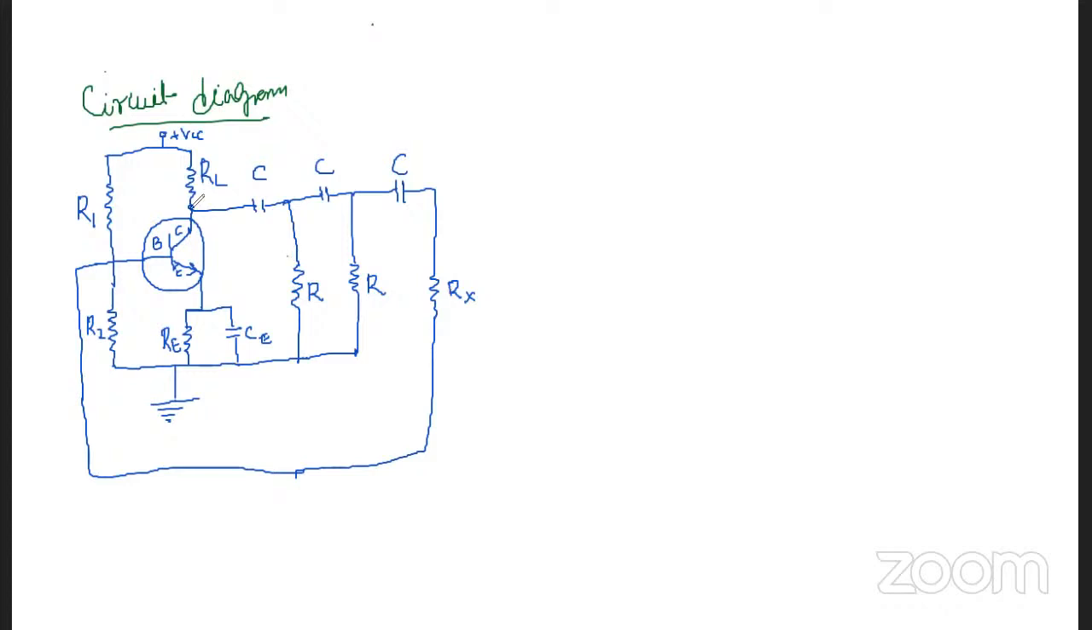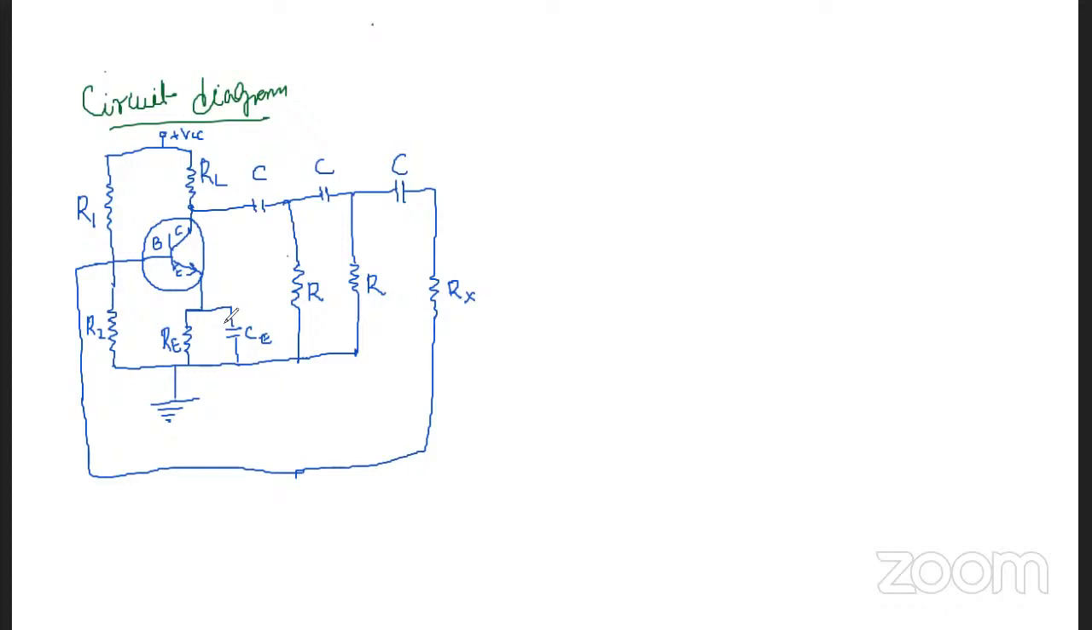As we have seen in the circuit diagram, we have taken an NPN transistor, and this NPN transistor is connected in common emitter configuration. The emitter is common for input as well as output, so it is a common emitter configuration. Here we have a load resistance RL in the collector circuit, and the resistors R1, R2, and RE. These provide the necessary biasing condition for the circuit. And CE is the emitter bypass capacitor we have.